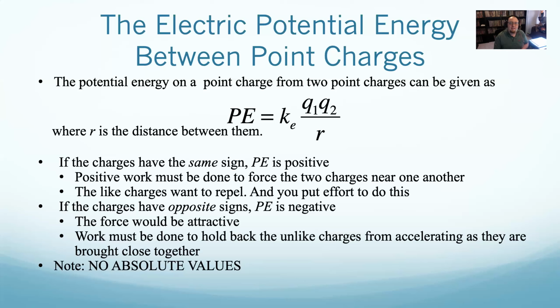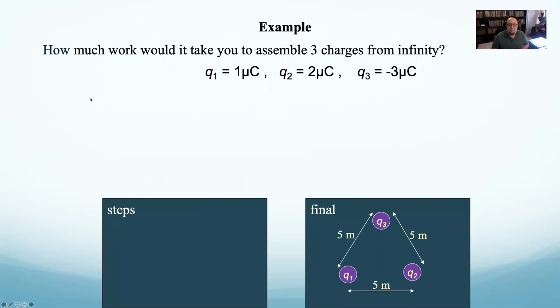Okay, let's do an example problem. Let's say I want to make this setup in the bottom right. I want to take a 1 microcoulomb, a 2 microcoulomb, and a negative 3 microcoulomb charge, and I want to set them up as displayed. How much work would it take to create this? That's my question. If I want to find out how much work it would take to acquire this, I would just have to figure out how much energy it would take to make it.